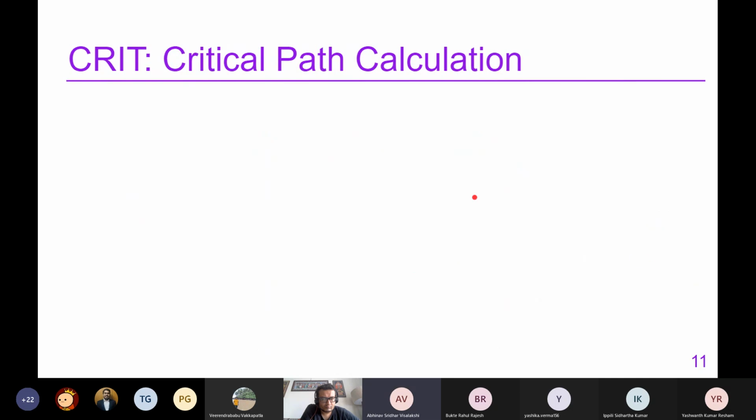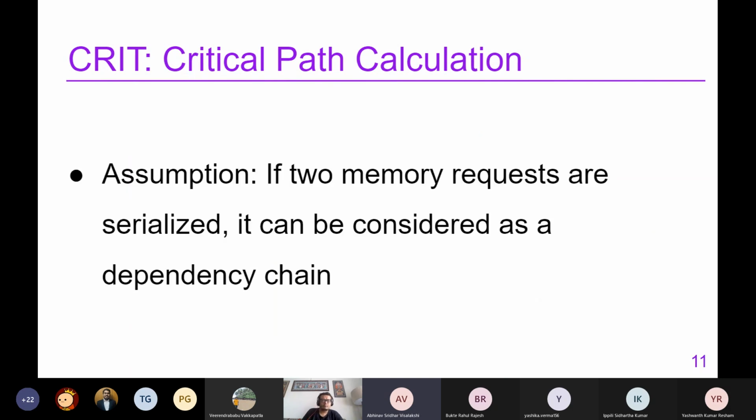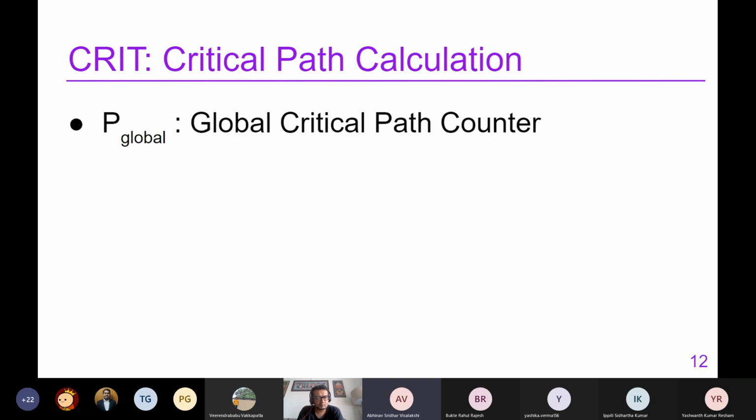Now let us come to the proposal this paper has given, the first part of which is critical path calculation. The assumption they have made here is that if two memory requests are serialized, it can be considered a dependency chain. To do this, they maintain certain counters. The first counter is a global critical path counter. As the name suggests, there is only one copy of this. Initially, it is set to 0.